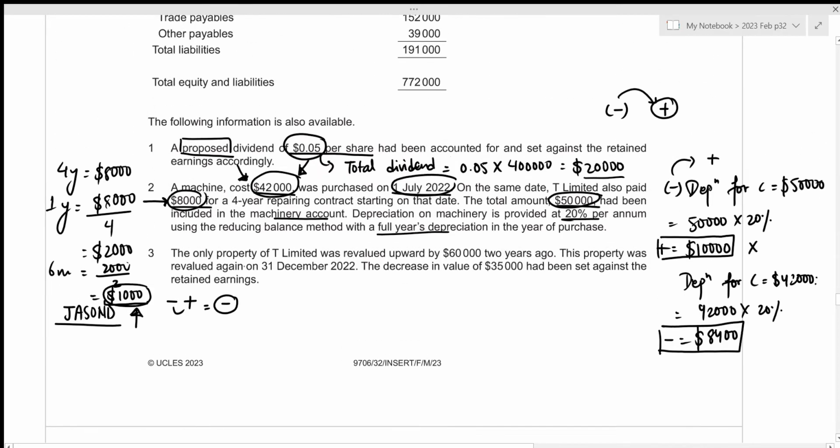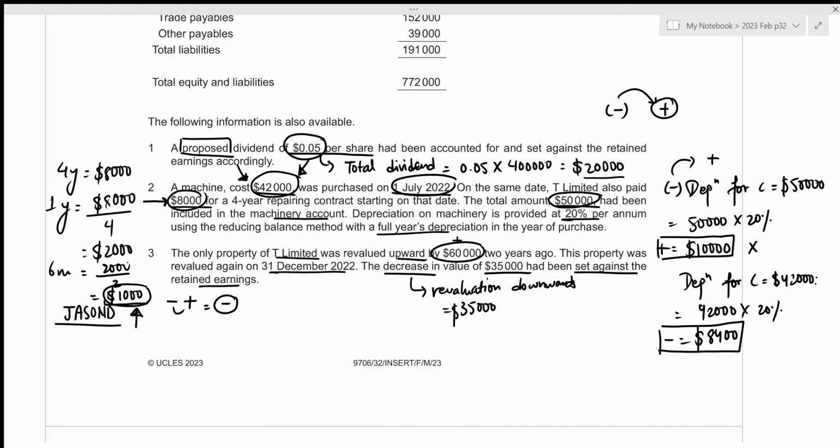Now for information 3, the only property of T Limited was revalued upward, so that's a plus, of 16,000 2 years ago, and this property was revalued again on 31st December 2022. The decrease in value, so this will now be our revaluation downwards, which is of 35,000. Alright, and this had been set against the retained earnings.